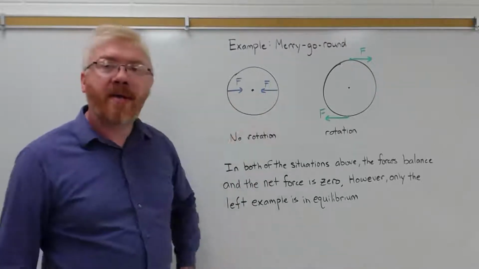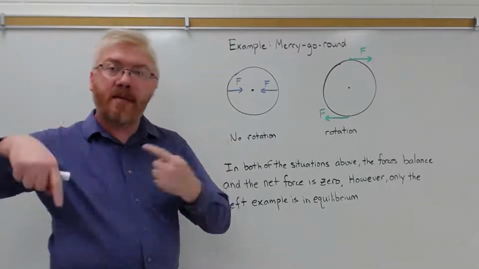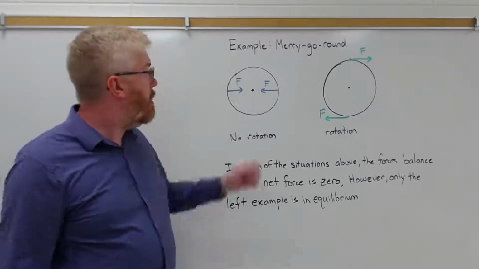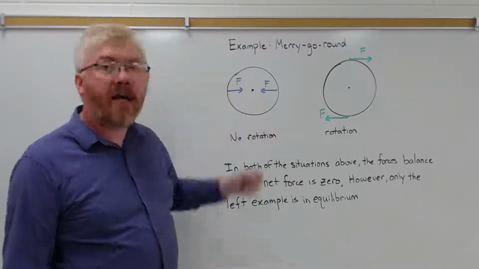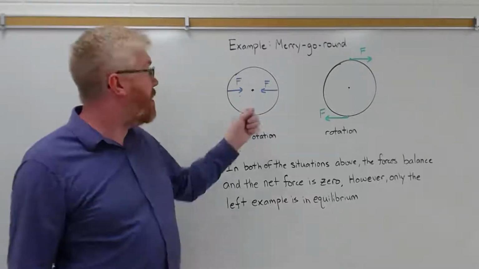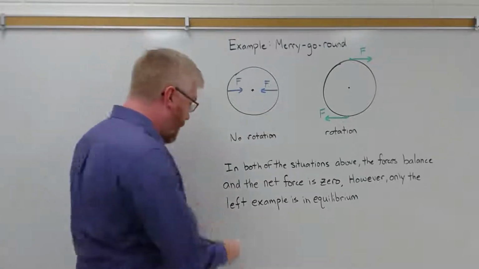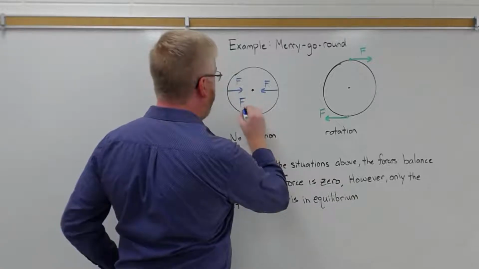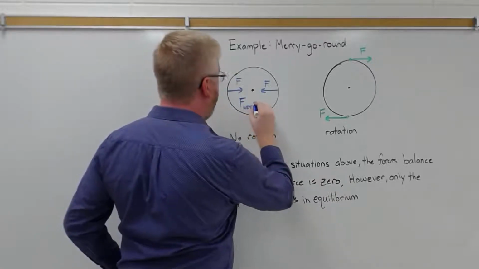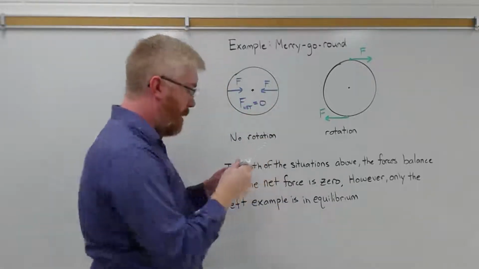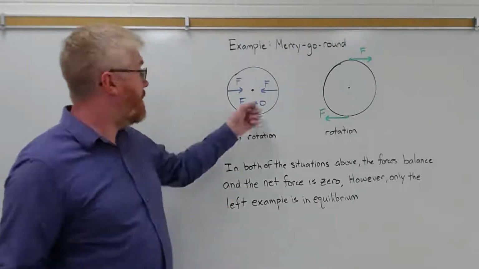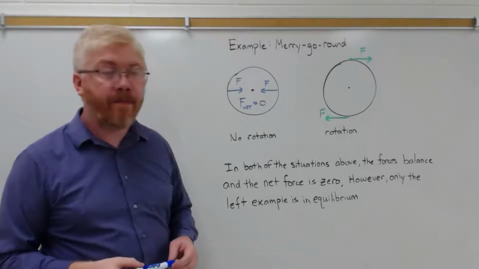Well, in this case, the merry-go-round would not move. It would not rotate, but neither would it slide back and forth or up and down, because these forces are equal and opposite on the merry-go-round. They balance. The net force for this example is 0. If the force is 0, there is no acceleration. This is our equilibrium criteria.